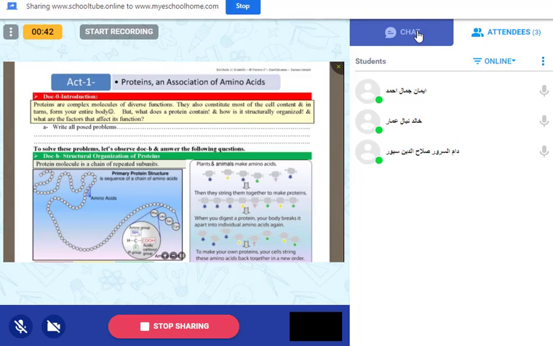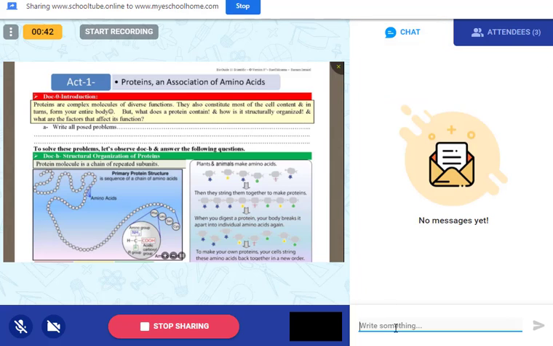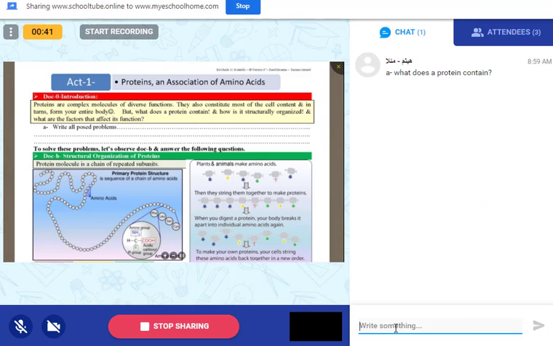Now the posed problem, as we all know, should be a kind of question. The first one is: what does a protein contain? The second posed problem: how is it structurally organized?